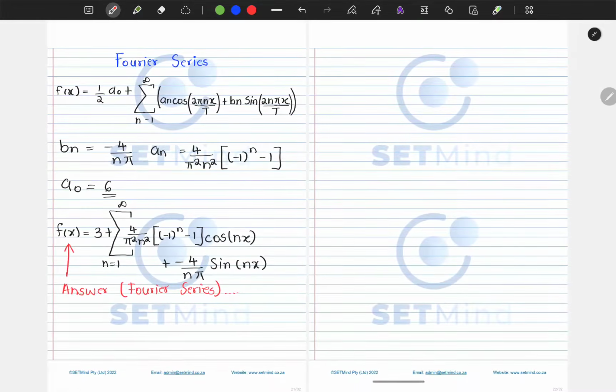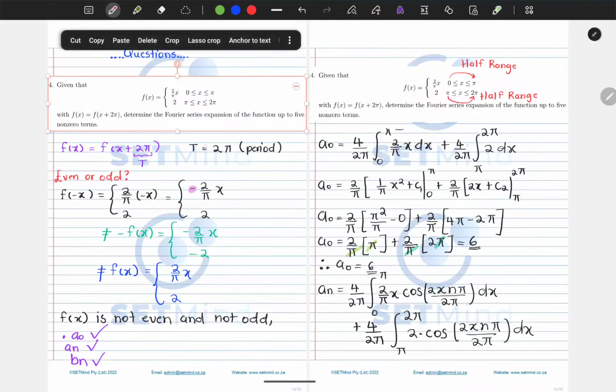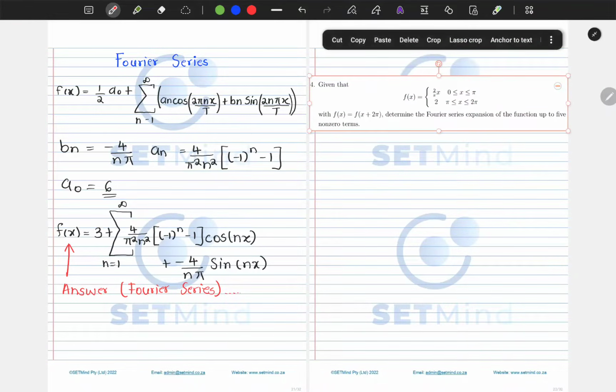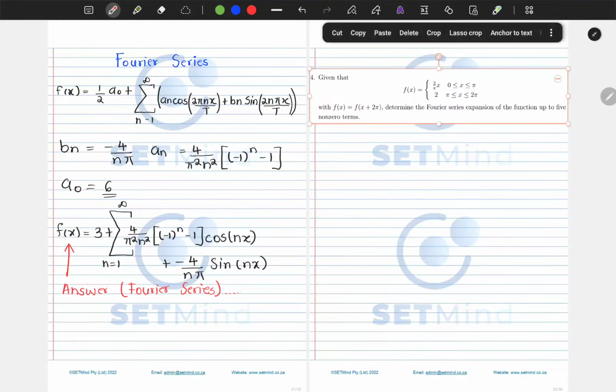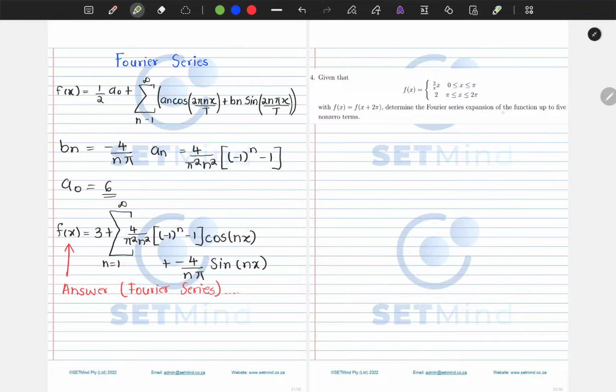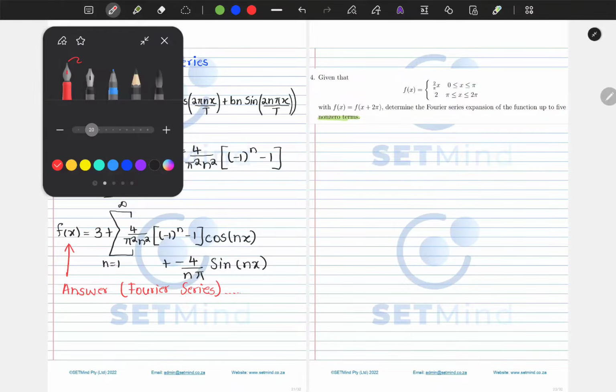However, we are not done. So if we go back and have a look at the question, there's a second element to it, which is that we need to also determine the Fourier series expansion of the function up to 5 non-zero terms. Okay, so once we need to determine terms, the first thing that we actually need to try and do, or maybe the easiest way, would actually be to go and plot this graph, because you will understand what is happening.